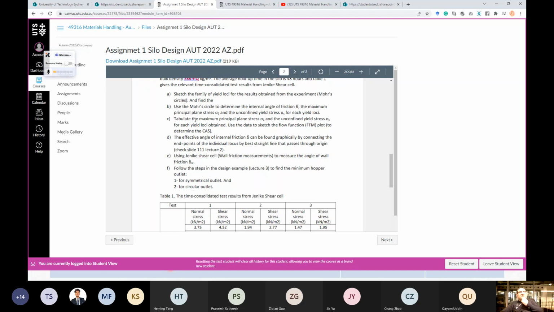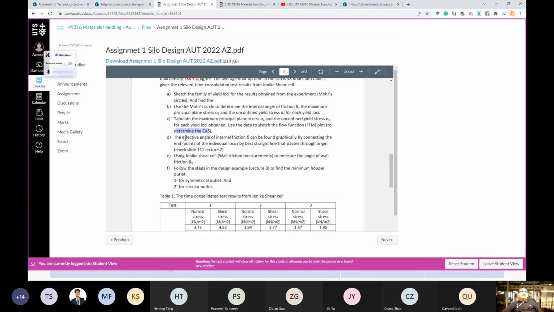Now, after we finish with the Mohr circles, we're going to tabulate the maximum principal plane stresses sigma 1 and the unconfined yield stresses sigma c for each LWC obtained. Use the data to sketch the flow function, the FFM plot, to determine the value of the gas. Now, if I have 3 sigma c and 3 sigma 1, I can locate the 3 points and sketch a line of the FF.